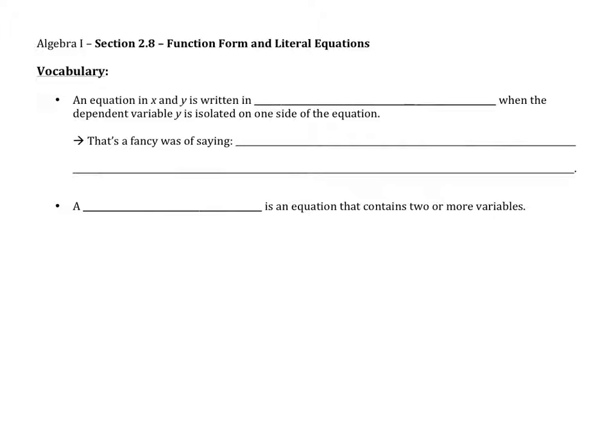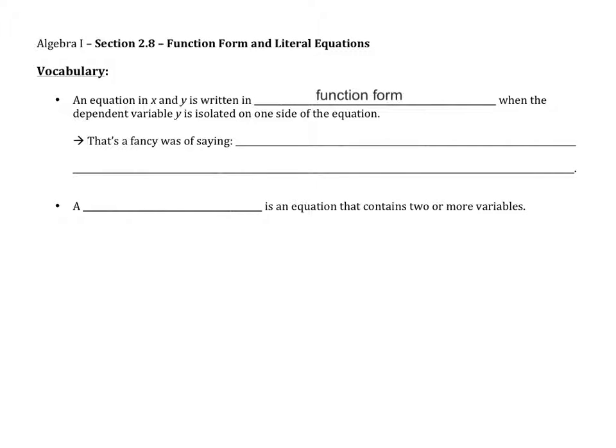Section 2.8, function, form, and literal equations. So first, to start off this section, we'll start by defining some words. An equation in x and y, so what that means is that there's x's and y's in your equation. An equation in x and y is written in function form when the dependent variable y is isolated on one side of the equation.